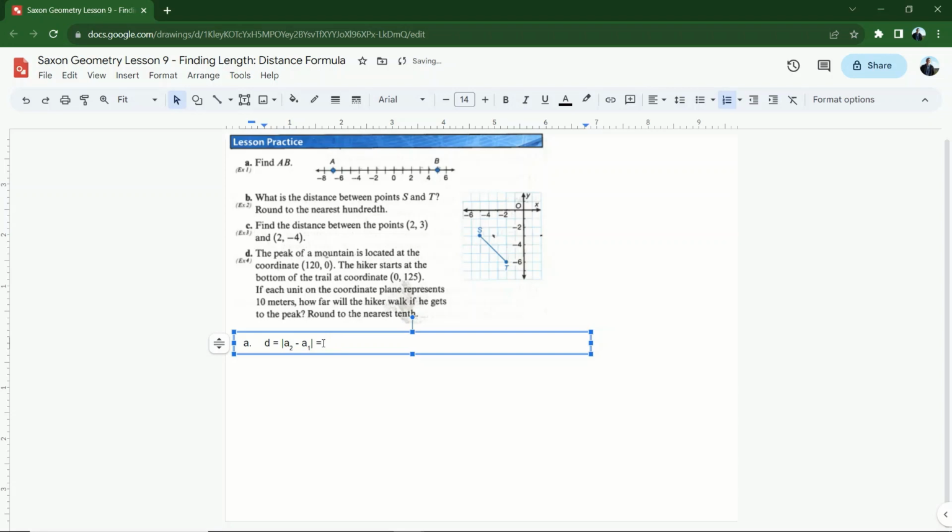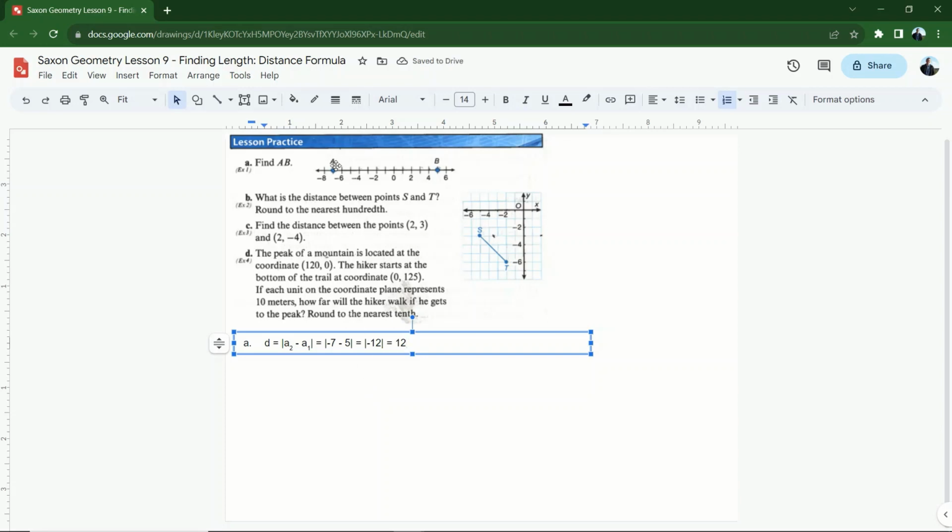It doesn't matter what I use for A2 or A1. I'm just going to do this backwards from the way I would normally do this, just because it doesn't matter. So I'm going to put in -7 for A2, minus, I'm going to put in 5 for A1. -7 minus 5 is going to be -12. So it's going to be the absolute value of -12, which equals 12.